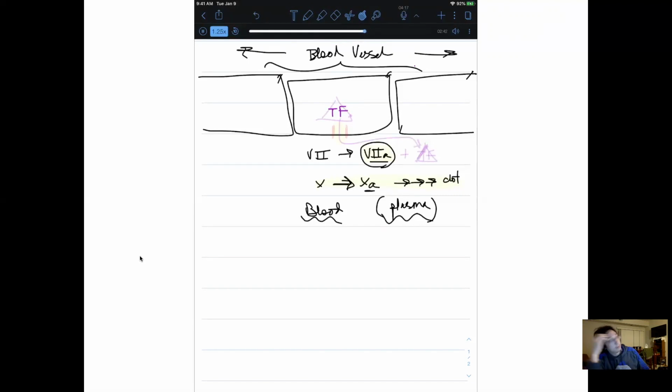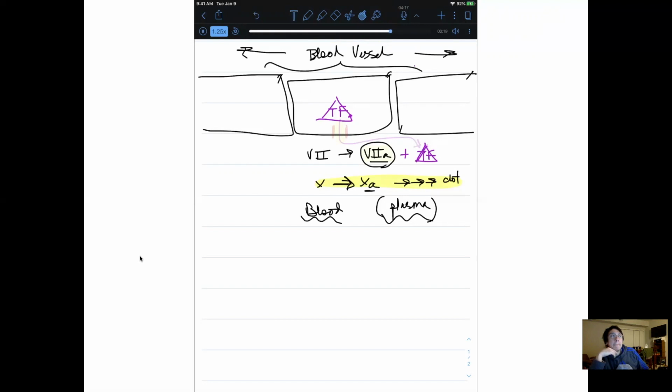So TF is here. It's in the tissue, part of the blood vessel, right? The point is that it is sequestered, separated by a lipid membrane, unable to interact with 7A. And remember, you need TF for 7A to work. So simply having a little bit of 7A present is not actually going to cause you to go down this route.